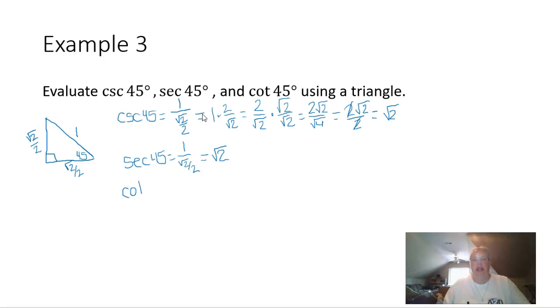All right, the cotangent of 45, this is x divided by y. That means we're going to have the square root of 2 over 2 divided by the square root of 2 over 2. Well, this turns into the square root of 2 over 2 times 2 over the square root of 2. Let's see, the 2's are going to cancel, the square root of 2's are going to cancel, and all we have left are 1's all around, so looks like the cotangent is going to be 1.